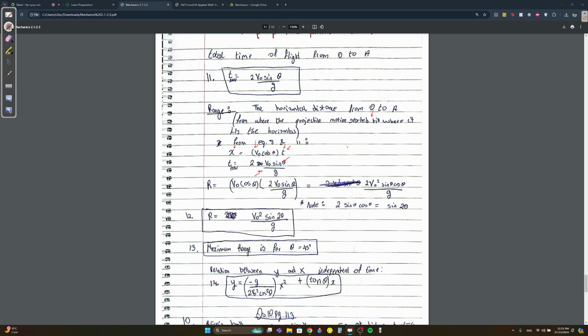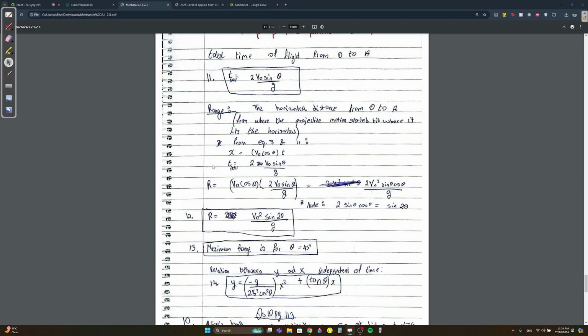So v node cosine theta times the time 2 v node sine theta over g, you're gonna get 2 v node squared sine theta cosine theta over g, and 2 sine theta cosine theta, in math, is equal to sine 2 theta. So you're gonna get the final formula, memorize it: v node squared sine 2 theta over g. The maximum range is when theta is equal to 45 degrees. That's just a note you can memorize.